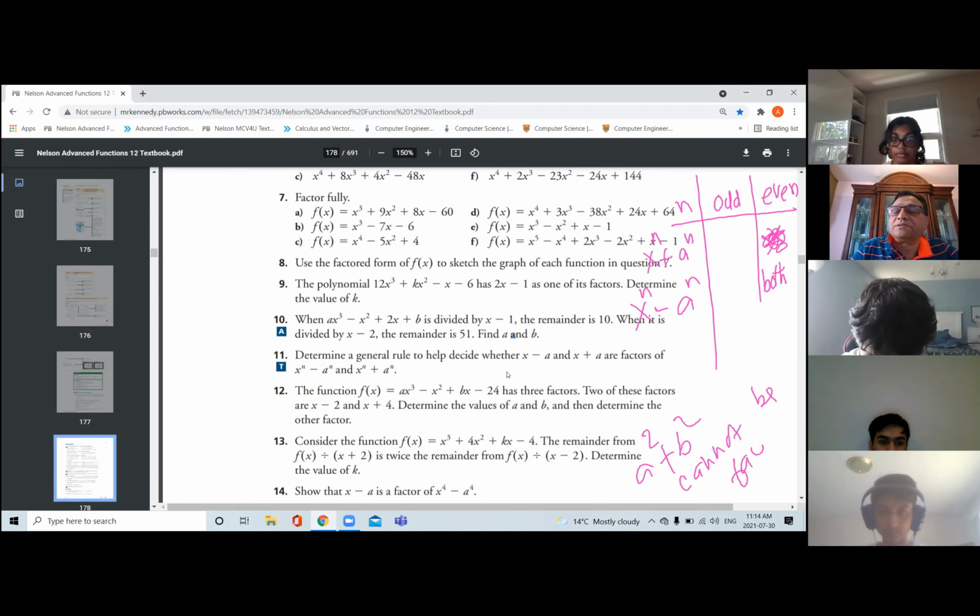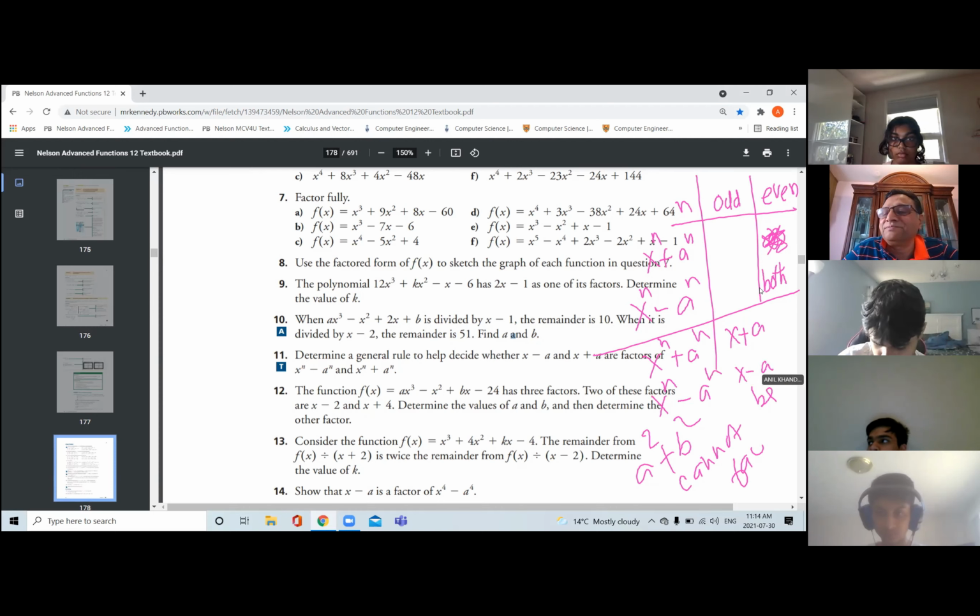Now, if it is the case of an odd n, in that case, for x to the power of n plus a to the power of n, the factor will be x plus a. But for x to the power of n minus a to the power of n, the factor will be x minus a, correct?